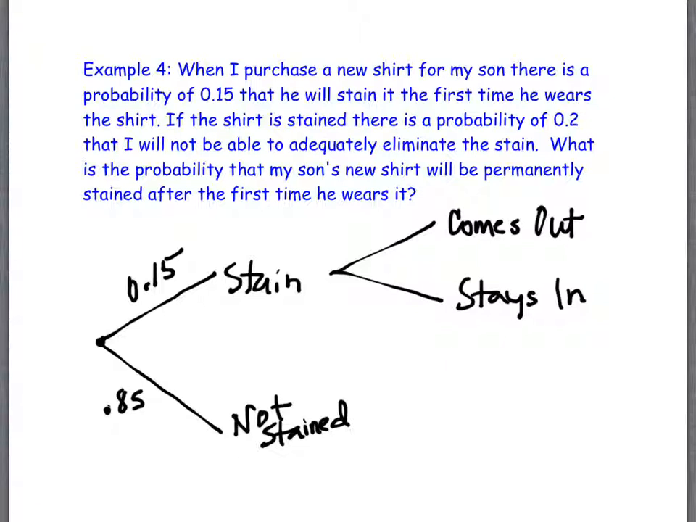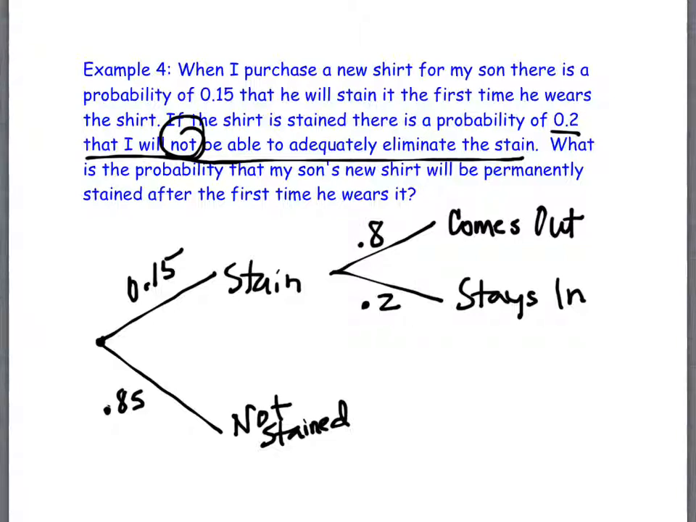All right, so what is the probability that it comes out? Right, so go back up to here with what the point 2 is. The point 2 is that I will not be able to get it out. So that's the stays in one. That's this point 2 down here. So the probability it comes out then is 0.8.